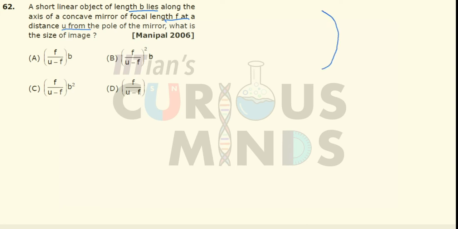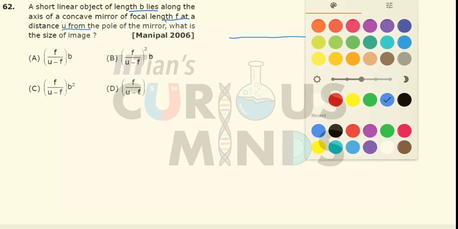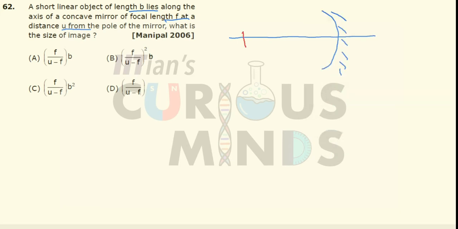Now first of all, consider that this is a concave mirror, this is the principal axis, and an object lies over here. Let us say the length of the object is given as b. It is lying along the axis, and not perpendicular to the axis. Its distance from the mirror over here is equal to u.